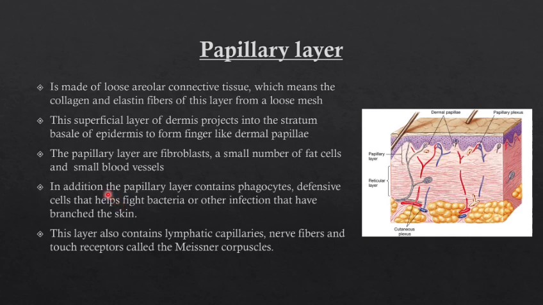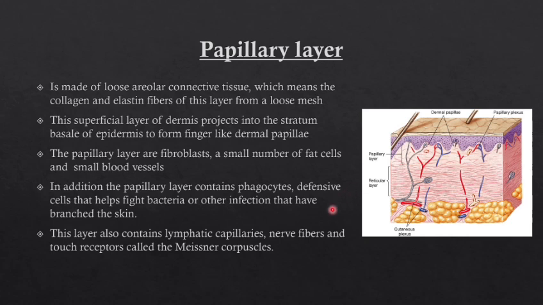In addition, the papillary layer contains phagocytes, defensive cells that help fight bacteria. The phagocytes are also called antibacterial cells as they kill bacteria and other infections that breach the skin. This layer also contains lymphatic capillaries, nerve fibers, and touch receptors called Meissner corpuscles.